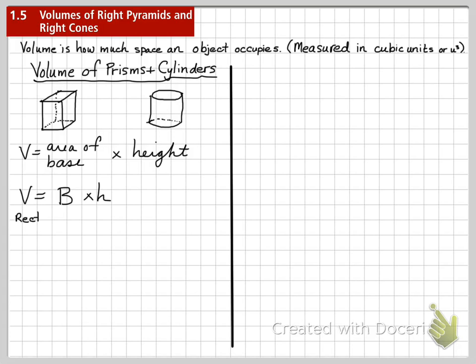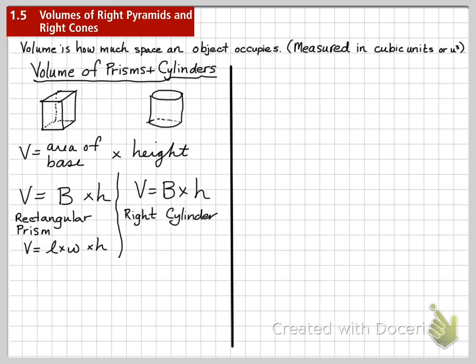So in the first case, the volume, the area of the base times the height of a rectangular prism, is simply going to be length times width for the base times the height. In the second case, for the cylinder, the volume is going to be pi r squared times the height.